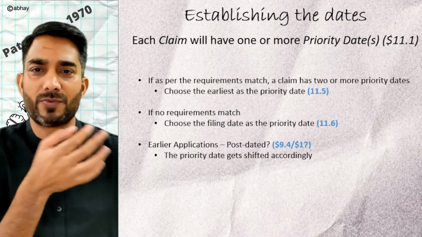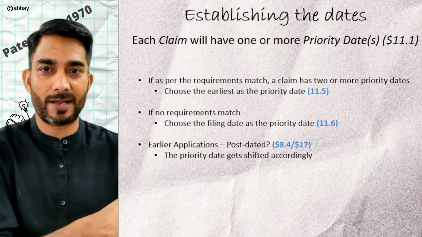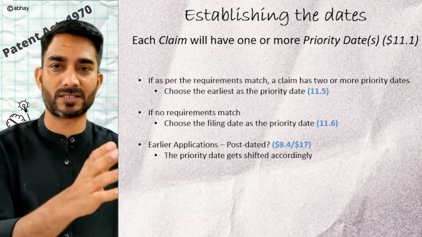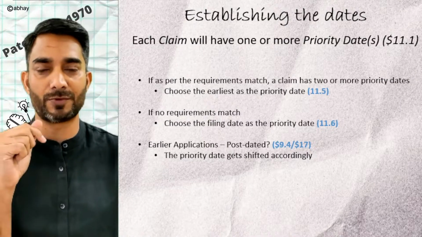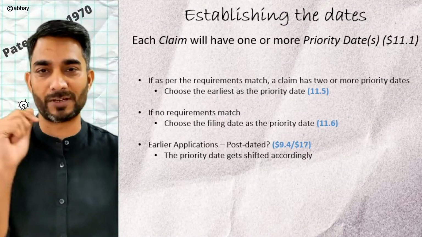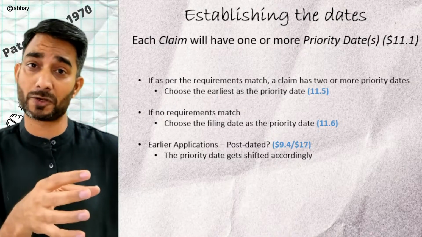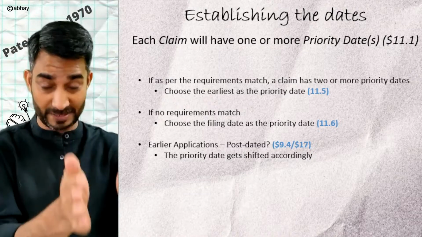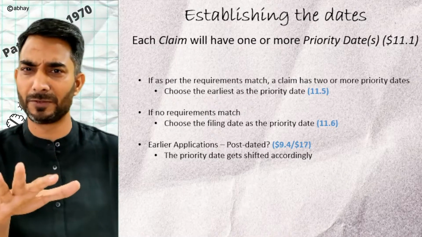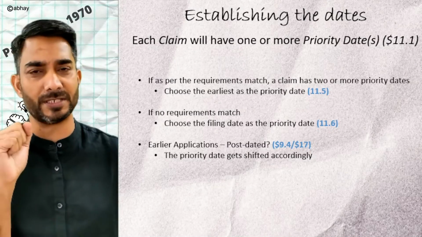There could be a case where the claim doesn't have any priority date because it doesn't match the requirements we talked about, the subject matter disclosure requirements. In such cases, the priority date of this particular claim would be the filing date of this specification. With me so far? Amazing.